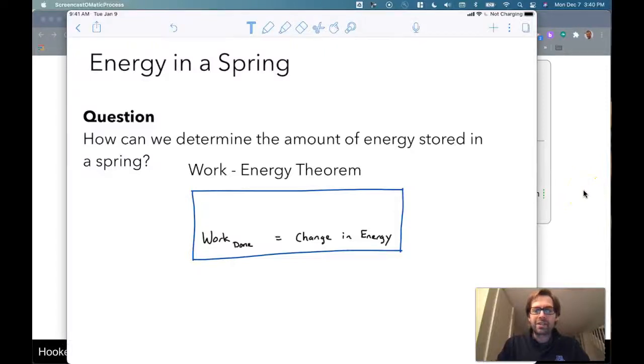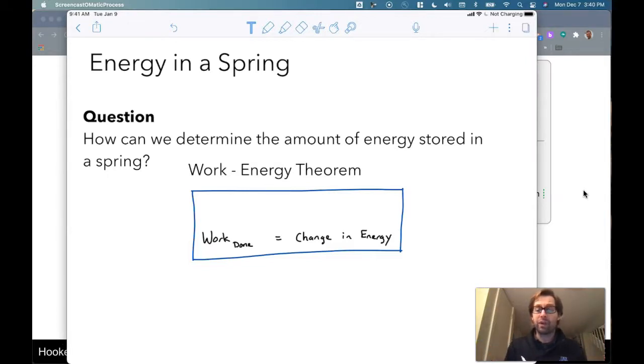Hello physics students, Mr. Steinerson here, and in this lesson I want to take a close look at finding the energy in a spring. We've done some problems before where you stretch a spring and you can figure out how much force is required using Hooke's law and the spring constant.